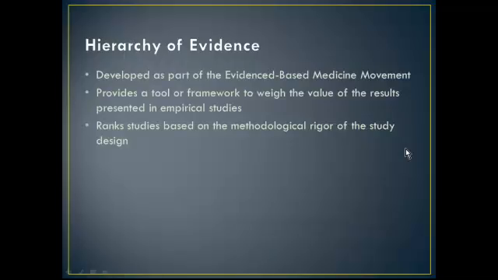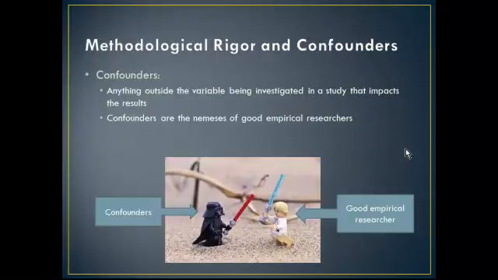The hierarchy of evidence was developed as part of the evidence-based medicine movement to provide practicing physicians, researchers, and other health practitioners a tool or framework to weigh the value of empirical results presented in research studies. As you will likely see in looking for sources for your paper, there are numerous published studies on a variety of sources in the health sciences, and sometimes studies appear to reach contradictory results. The hierarchy can be a helpful way to identify which studies were conducted with the most methodological rigor.